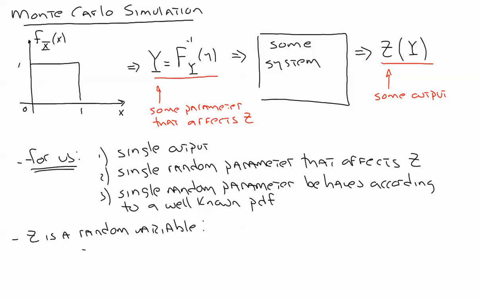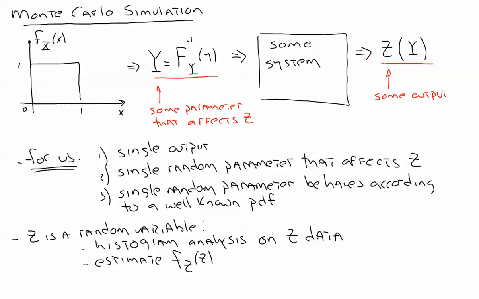And so I can perform histogram analysis on my data points in Z, normalize my histogram to get a PDF estimate for Z. Calculate the mean squared, variance, standard deviation, etc. Plot the probability density function if I want.